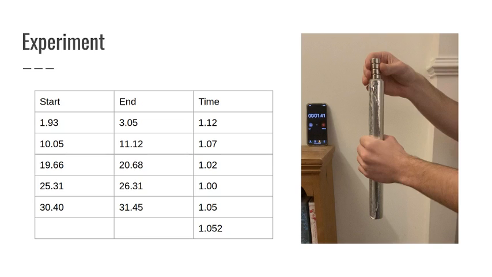Here you can see the setup which I used. There is a stopwatch in the background so that when scrubbing through the footage, I know exactly how much time elapsed between the magnet entering and exiting the tube. You can also see the data which I recorded. I didn't restart the clock each time, so the starting times are all different, but by taking the difference of the start and end time and averaging them, I found the time taken for the magnet to fall through the tube to be 1.052 seconds.